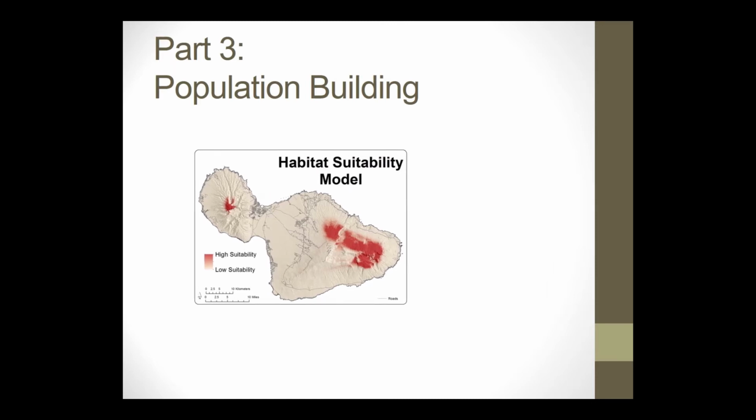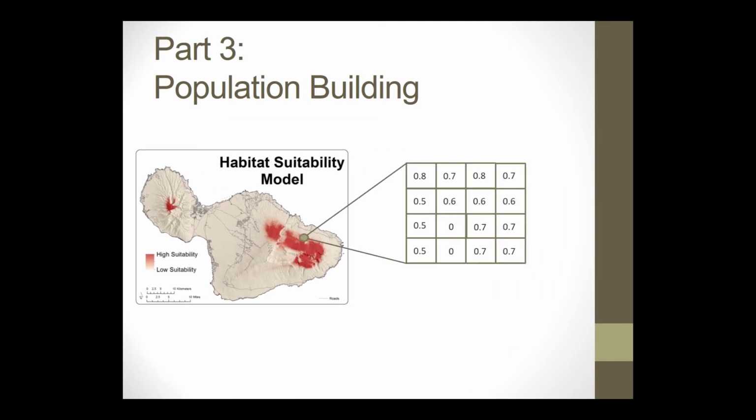So the suitability model, as I mentioned, has suitability values that vary across the landscape. The model comes out as a raster. A raster is like a picture, so it has cells or pixels, and each of those pixels or cells has a value, the suitability value. In addition to the value, it also has an area requirement, so it's a certain size.